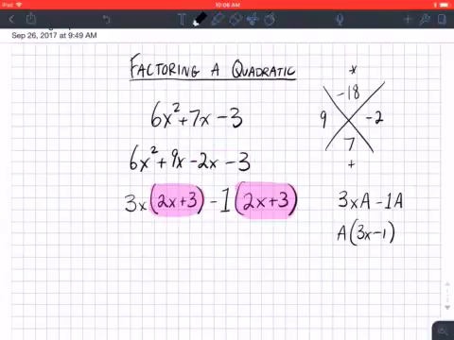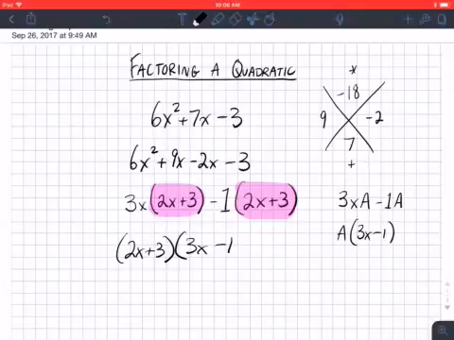So I'm going to factor the 2x plus 3 out. And then what's left over? 3x minus 1 is left over. And then I have my answer factored.